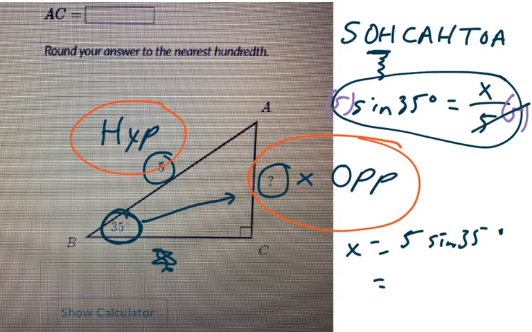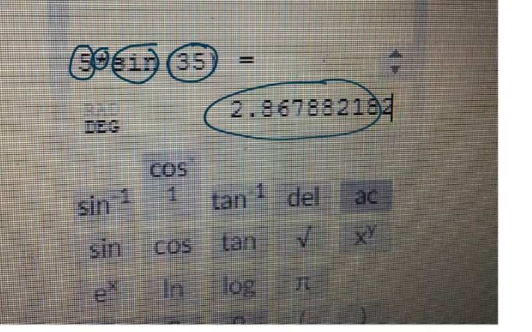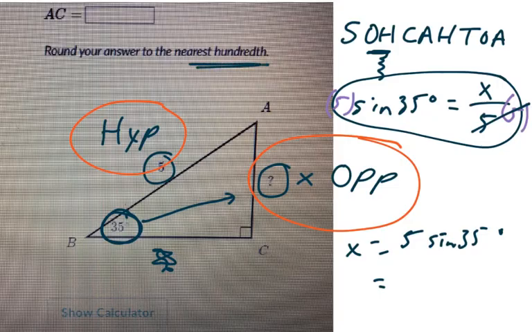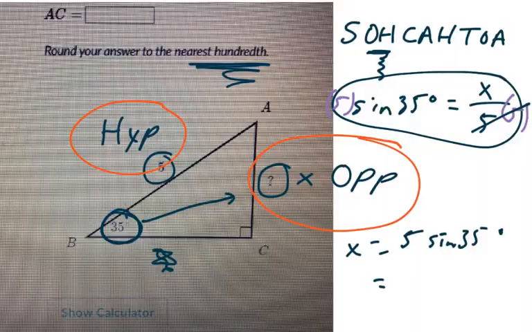So, let's go to our calculator. 5 times sine 35. Here's my answer. They told us to round off to the nearest hundredth. Always watch those directions, guys. Which means I'm going to round right there. So the 7 means I round this 6 up to a 7. So my answer, guys, would be 2.87. Here's the hundredth.